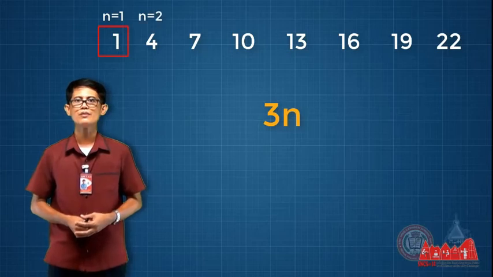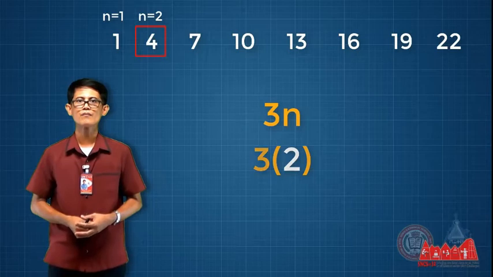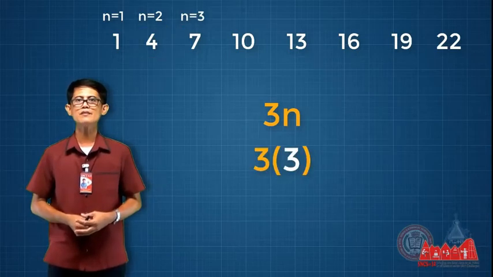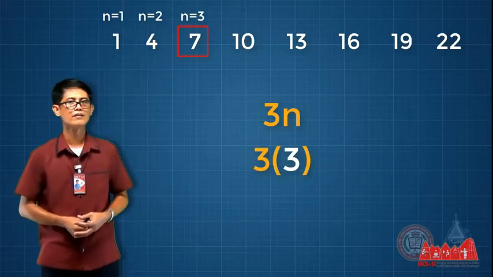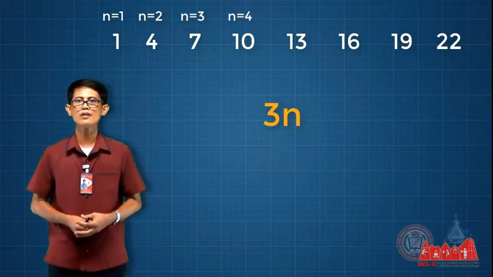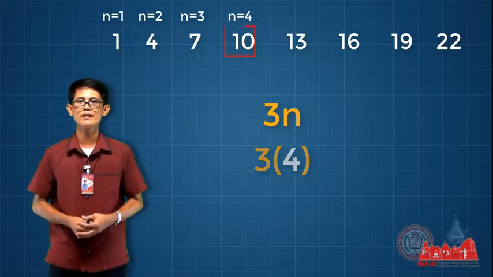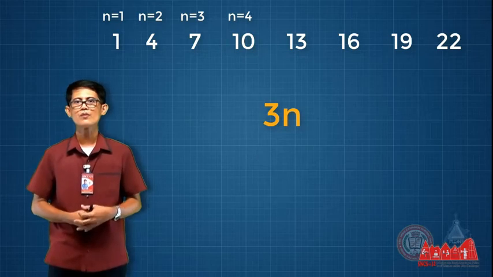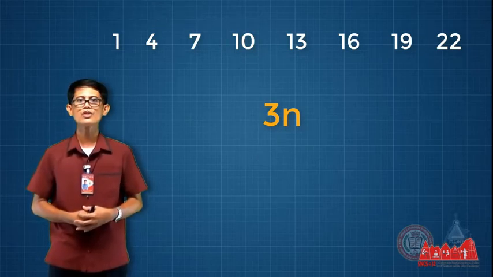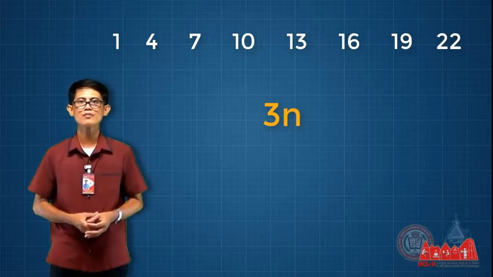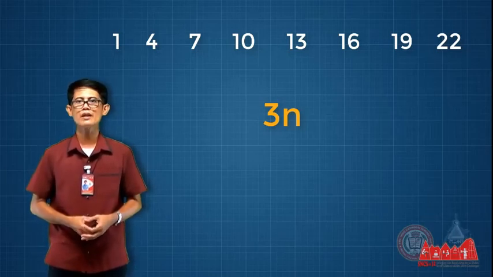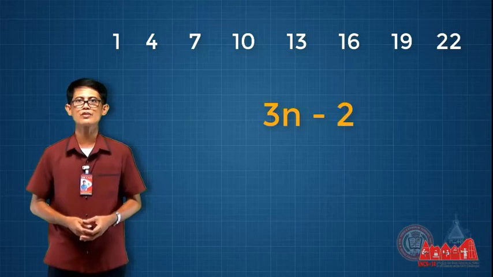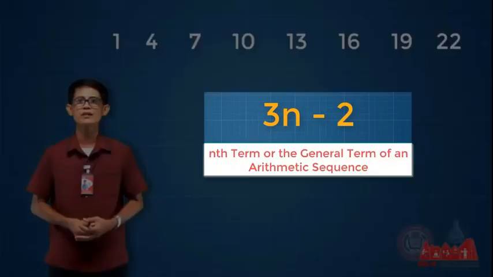If n is 2, that is 3 times 2, is it equal to 4? No. If n is 3, 3 times 3 is not 7. And if n is 4, 3 times 4 is not 10. So what have we noticed? We exceeded 2. Sobra tayo ng dalawa. No? So we have to adjust by subtracting 2. So our expression becomes 3n minus 2. Therefore, the nth term or the general term is 3n minus 2.